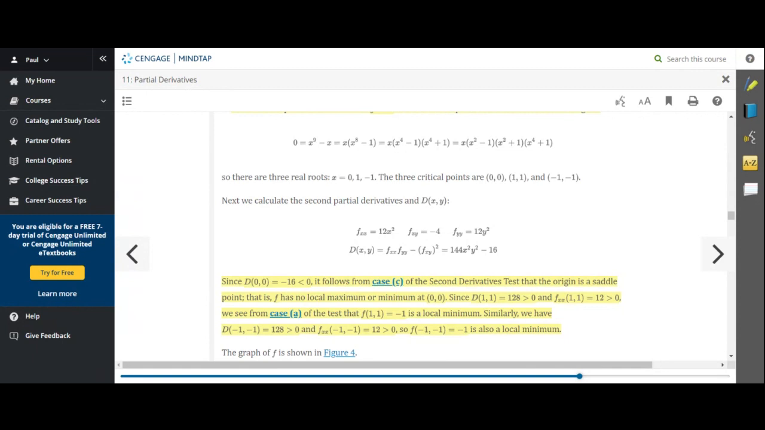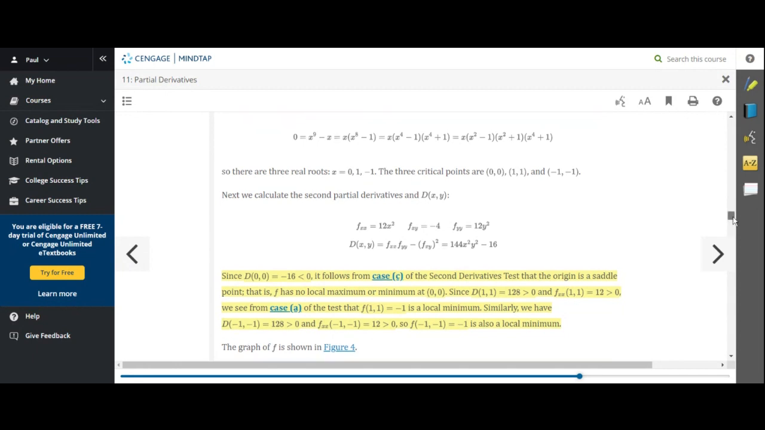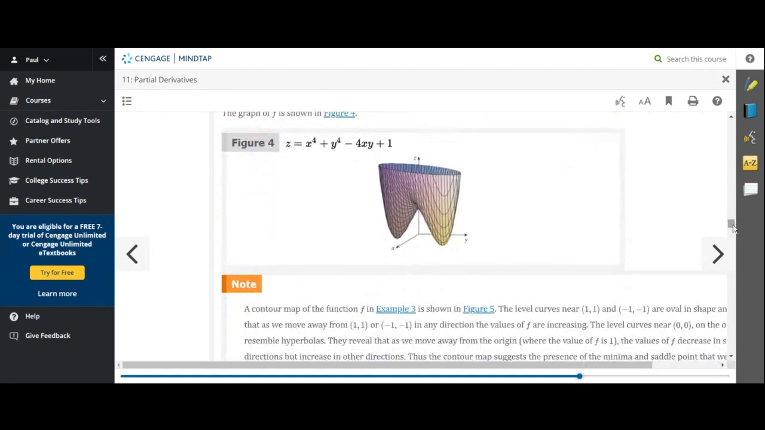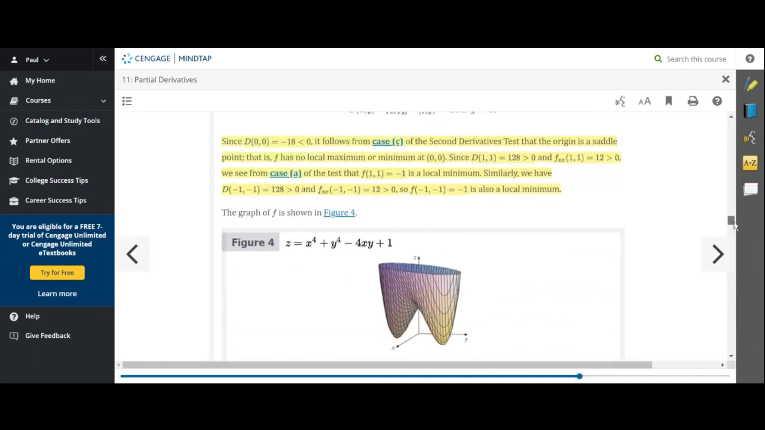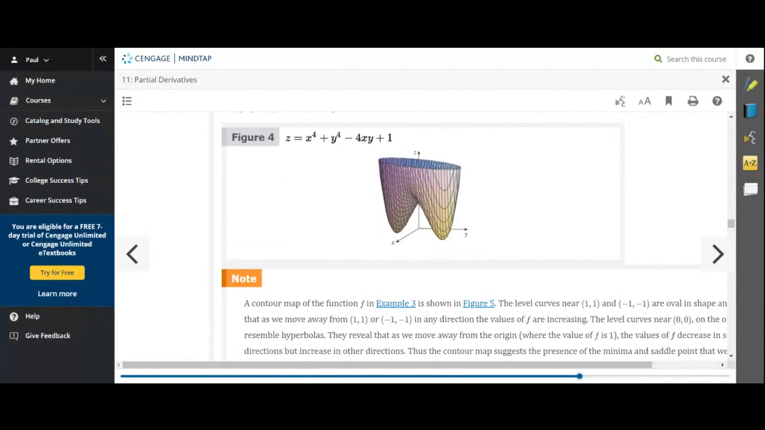And then they similarly evaluate and show that at (-1, -1), you also have a local minimum. And if you look at the surface, here it is, it looks kind of like a pair of pants, doesn't it? That's what it reminds me of. At the points (1, 1) and (-1, -1), you do have local minima there.